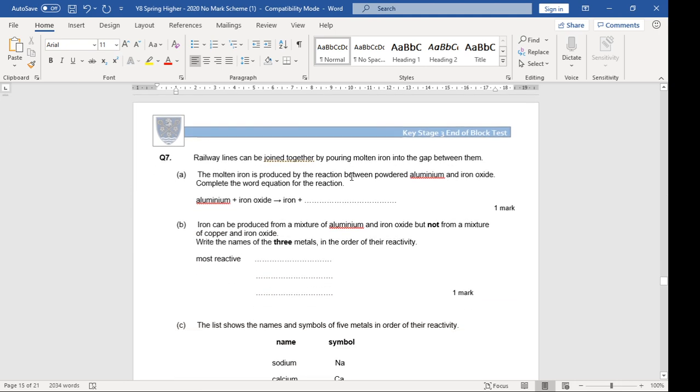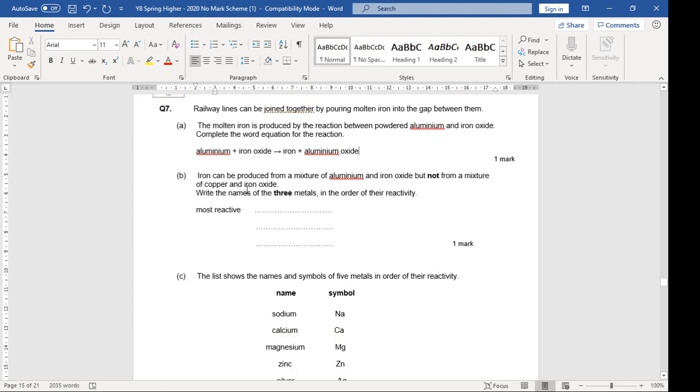Question 7 we'll go through as well. So 7 was about the reactivity series. I think that was maybe the first topic or the second topic we did in Year 8. So a lot of this is about displacement. We've got molten iron for railway tracks, which is produced by the reaction between powdered aluminium and iron oxide. This is the thermite reaction, which I think I showed you. I'm sure I will have done. So it's a displacement reaction. What happens is the more reactive metal, which is aluminium, displaces iron from its oxide, so we're left with iron and aluminium oxide.